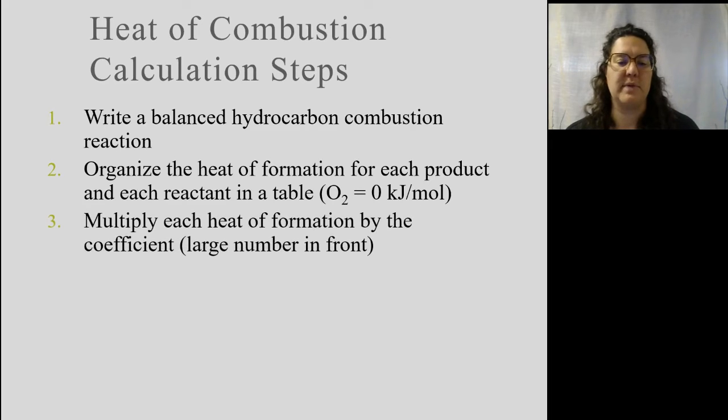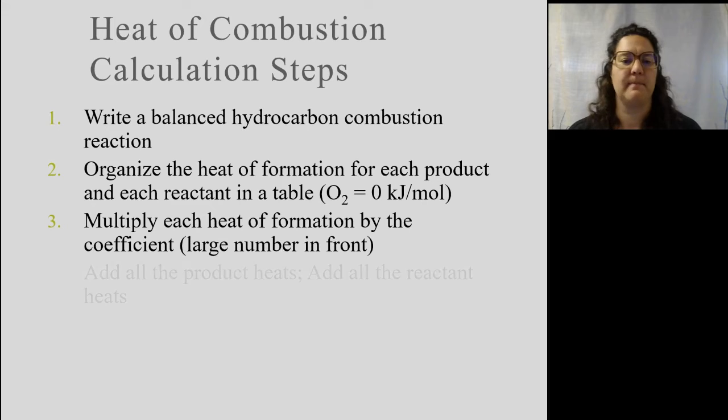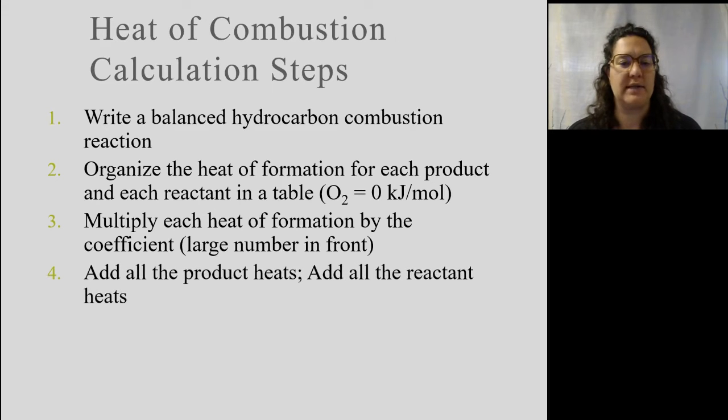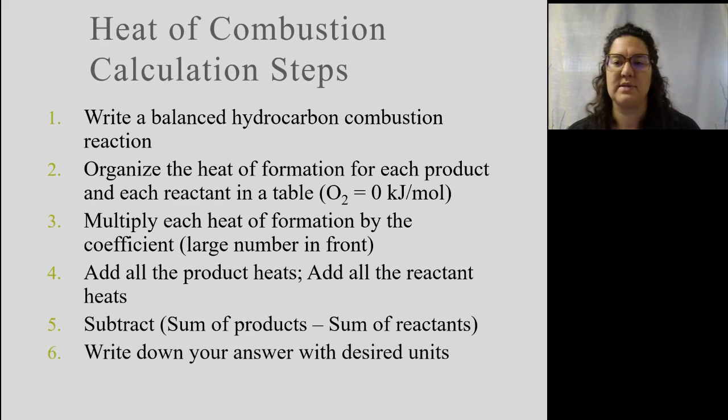Multiply each heat of formation by the coefficient, which is the number in front of our hydrocarbon, oxygen, carbon dioxide, or water compound that makes our reaction balanced. Then we're going to add all the product heats together and add all the reactant heats together. Then we subtract the sum of the reactants from the sum of the products, so what we're left with, subtracted from what we started with. Then we write down our answer with the desired units.